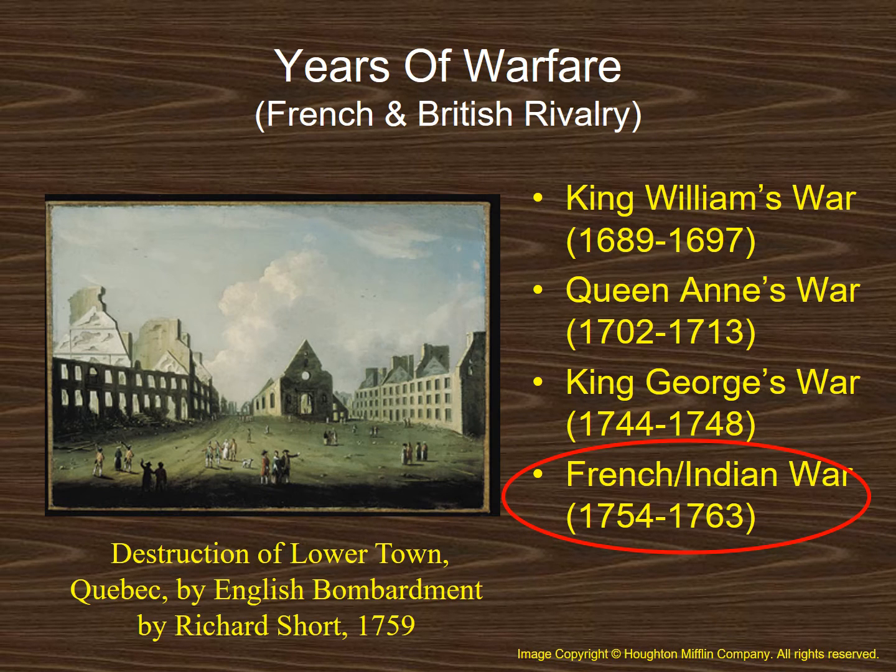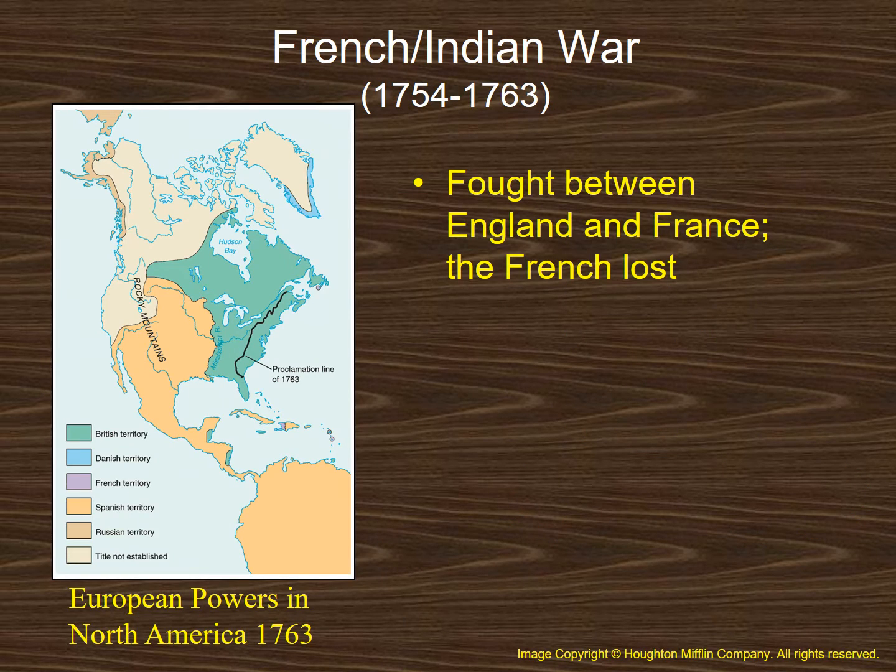Remember this slide from lecture number 3? Throughout the 1600s and 1700s, there was a lot of fighting in North America between England and France. The most important of these wars was the French and Indian War, which began in 1754, and the French lost. The French lost this war, and as you can see from this map, there's no purple on it. That identifies the French territory.